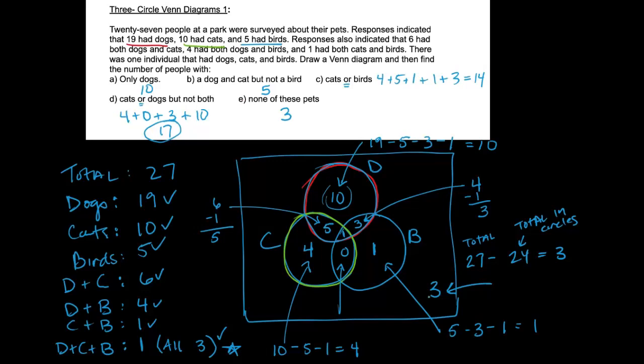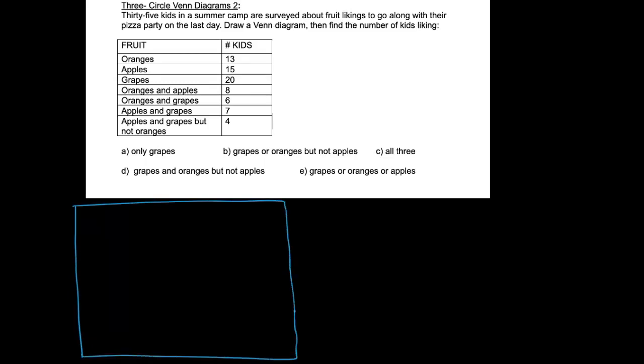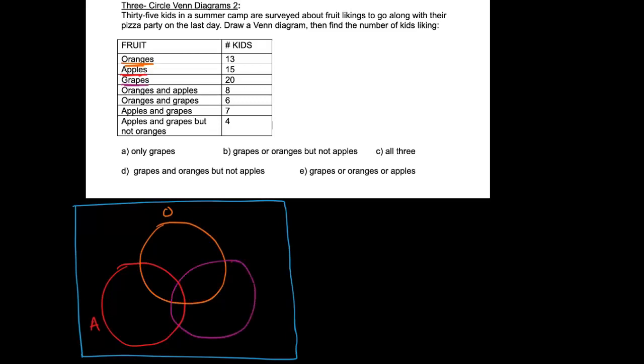Okay, so let's do one more example. In this example, you can see we have the information nicely organized in a table, which is really helpful. And so we're going to draw a Venn diagram to start before we start answering any questions. And we have 3 different categories here. So we've got apples. I'll draw a circle and label it A. And then we have oranges. I'll put that up top, O. And then we have grapes. And we'll call this circle G.